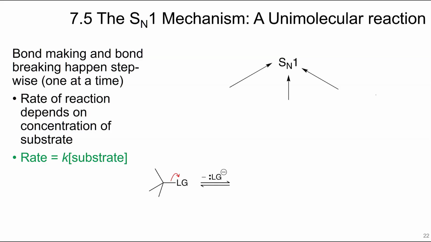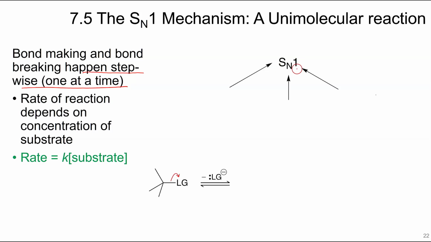In part B, we're going to look at the SN1 reaction, which is a unimolecular reaction. In an SN1 reaction, the bond making and the bond breaking happen stepwise, or one at a time. If you recall, in the SN2 reaction, it was happening at the same time. For SN1 reactions, the bond making and bond breaking happen one at a time. The rate of the reaction depends on the concentration of the substrate only.